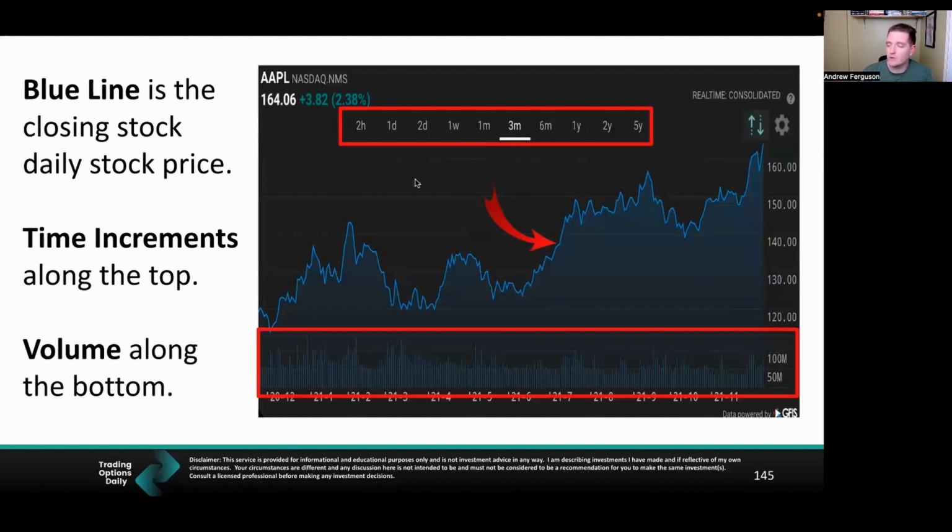And as you select those through on the app, if you're using it, it will change the data displayed. Right now it's showing data for 3 months. If you went to 1 year, it would show you data for a full year. 2 hours, it would show you data for 2 hours.